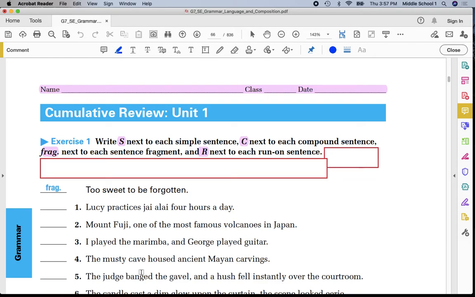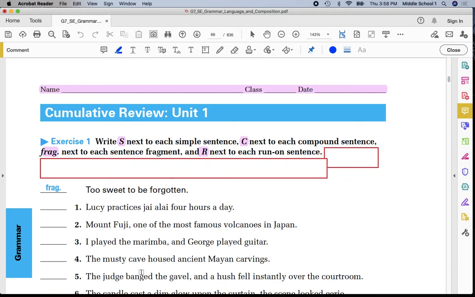You'll notice that I've covered up the end part of the directions. On your paper, it says draw one line under each. We're not doing that. Cross it out. Your direction ends after each run-on sentence.